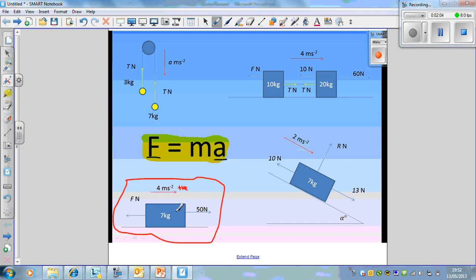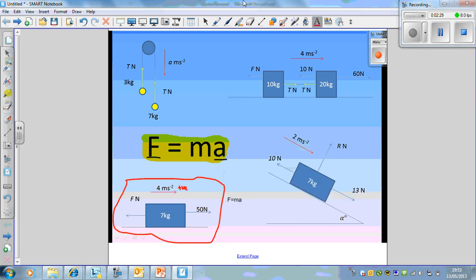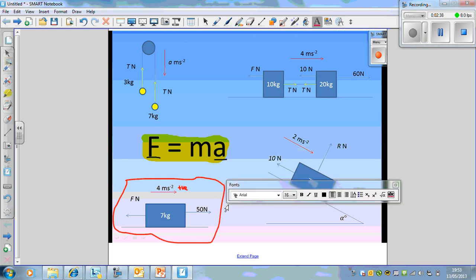This object here, I don't know what it is. It could be a car, it could be a trailer, whatever. We know it's accelerating at 4 meters per second squared. It's got a forward driving force of 50 newtons and a resistance to motion of F newtons. So very simply, for this one we're just going to use F equals ma straight off. Now in this one, after F equals ma, we need to calculate the net force which this object experiences.